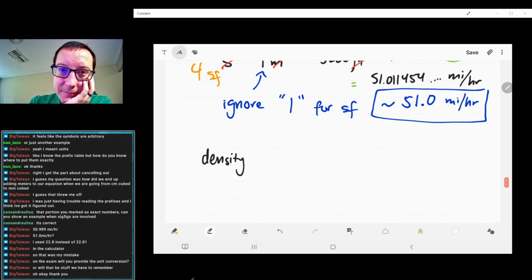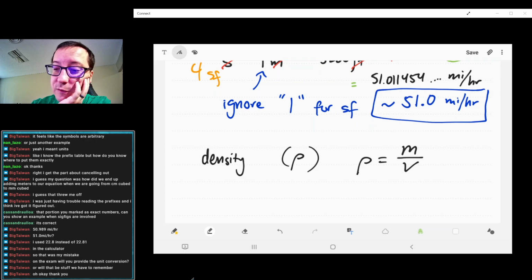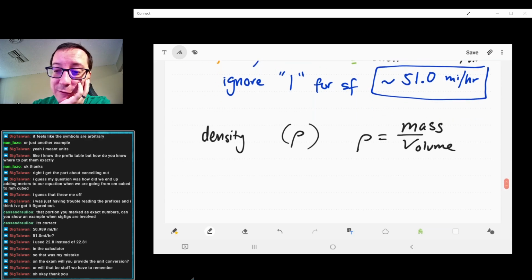Density. I'm going to show you here the ability of conversion factors to bypass you having to memorize formulas. You can do it as either one. We're going to see that density, which is the letter rho in Greek, not D, unfortunately, if you want to think about it in terms of a formula, is the ratio of the mass of something to its volume. So it's a way of converting between those two quantities.